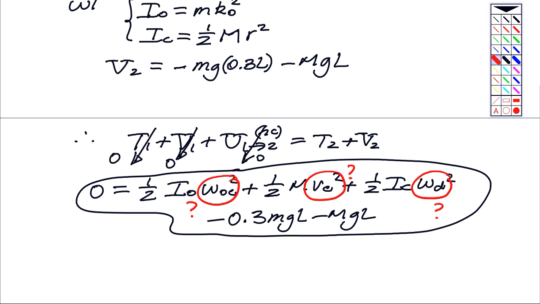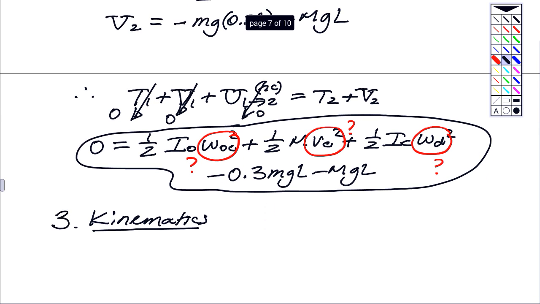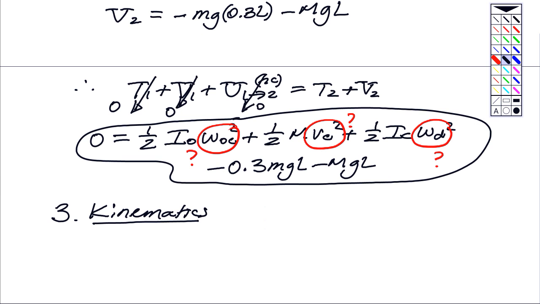That's where kinematics usually comes to our rescue. So what kinematics do we need? Well, the first one is that since C is actually on OC as well as on the disk, we can say that the speed of C, with the bar rotating about O, is simply going to be L times omega_OC. So that's one equation, and that's going to go in right there.